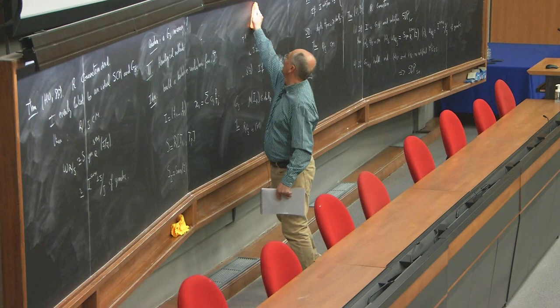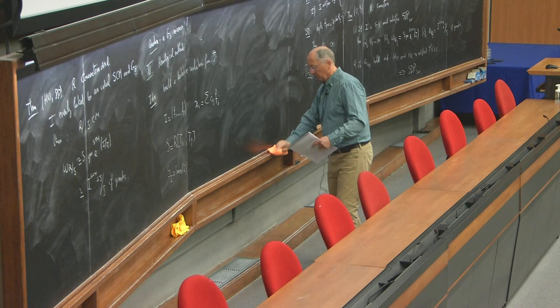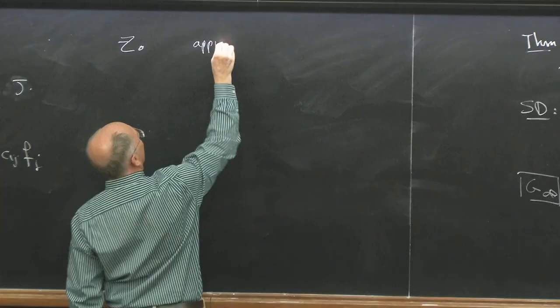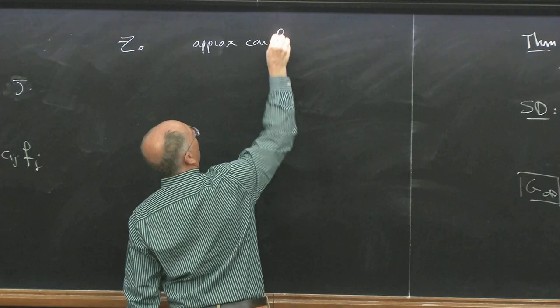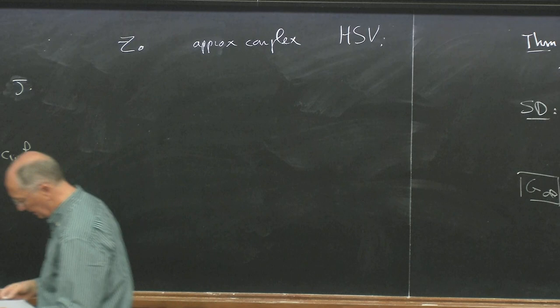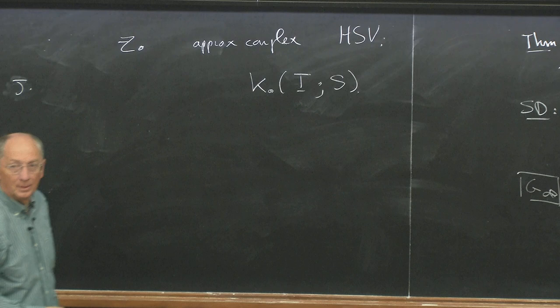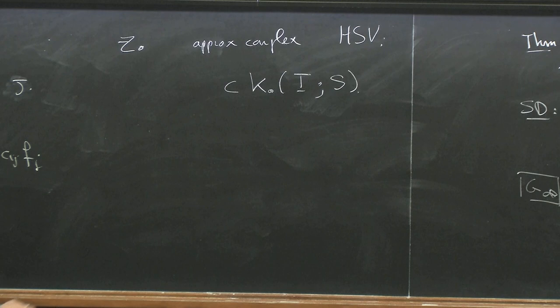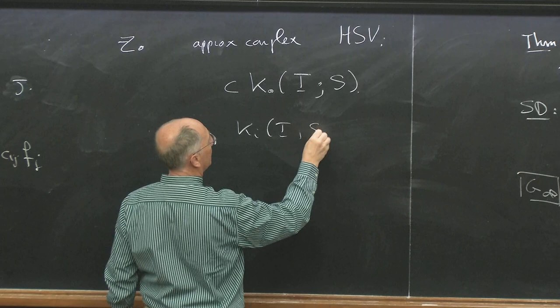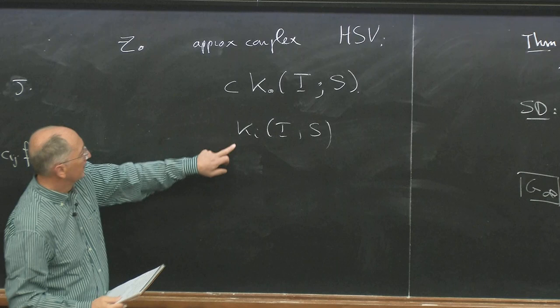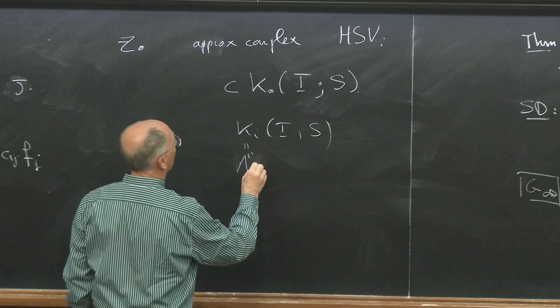So now you have the complex Z dot, the approximation complex of Herzog, Simis and Vasconcelos, which we have seen a bit yesterday. I mean, you have the Koszul complex of the variables T over S, and the modules here are the modules K_i of T over S, okay? But this K_i is just, I mean, the wedge i of R to the P, okay?